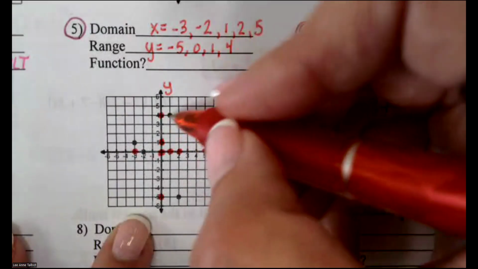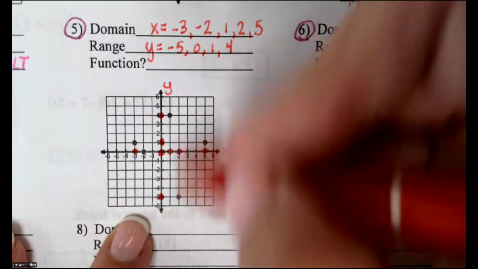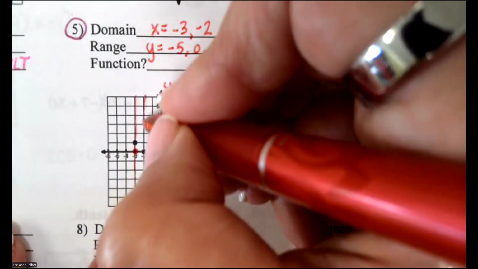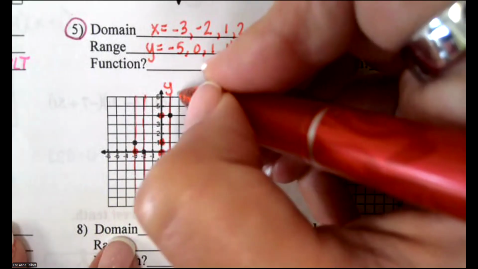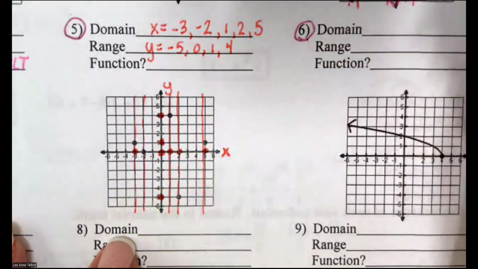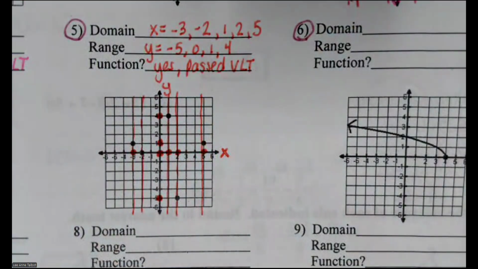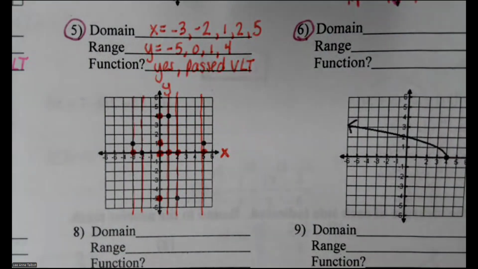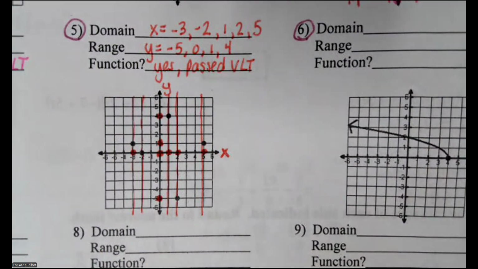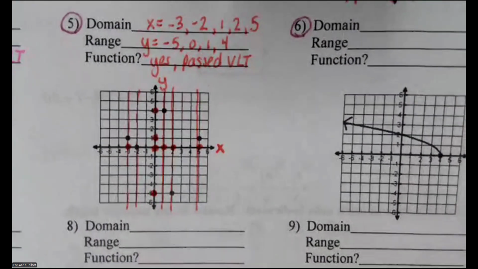Okay, now take your original dots, the ones that were on the paper before you started, and draw vertical lines down them. Do any of your vertical lines hit two dots at once? No. So that means it is a function. Just the black dots, just the original ones. Sorry, yeah, there's dots everywhere, so I used a different color.